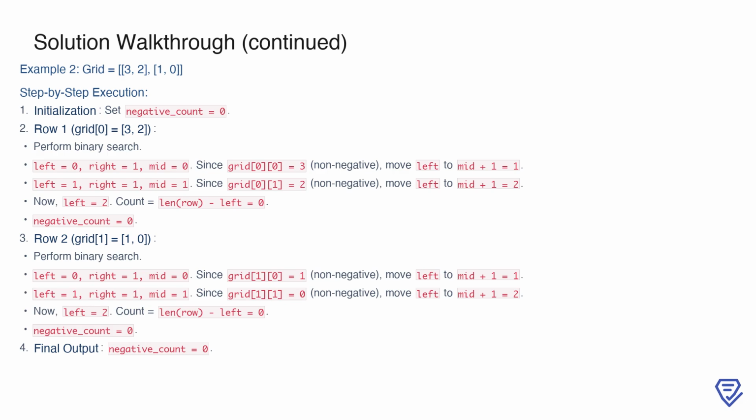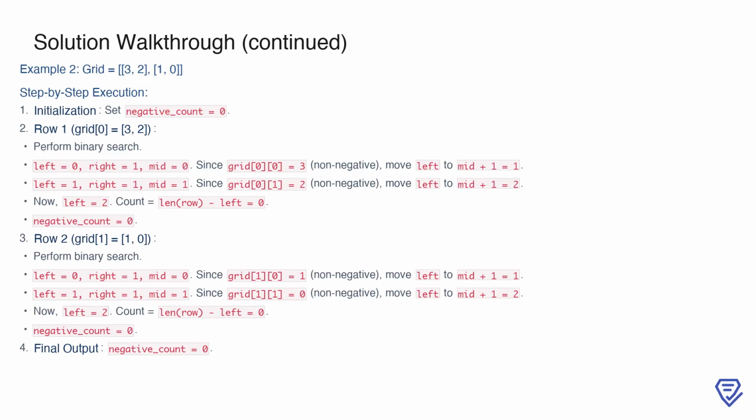At mid equals 1, the value is 2, so again, we move left to mid plus 1, making it 2. At this point, left is equal to the length of the row, meaning there are no negative numbers in this row. The count of negatives is 0, so negative_count remains 0.